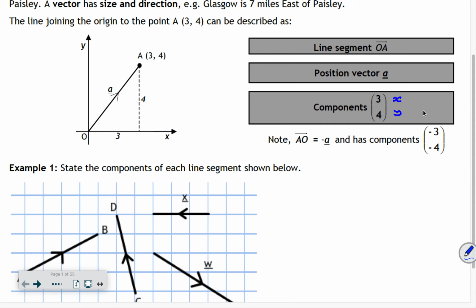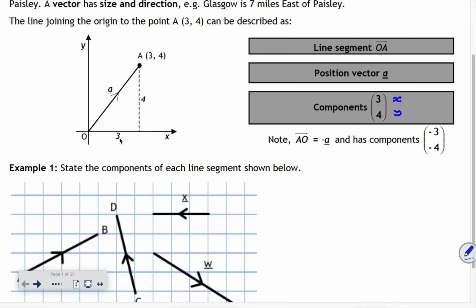Okay? So if we have a positive x value, it means we're going right. If I have a negative x value, it means I'm going left. If I have a positive y value, I'm going up the way. And if I have a negative y value, I'm going down the way. Okay?